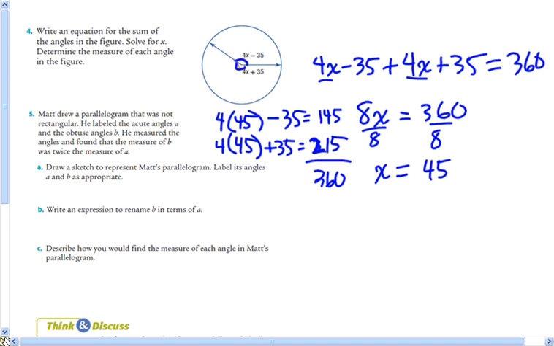Okay. For number 5, it said Matt drew a parallelogram that was not rectangular. He labeled the acute angles A and the obtuse angles B. He measured the angles and found that the measure of A was twice the measure, and the measure of B was twice the measure of A. So he drew a parallelogram.